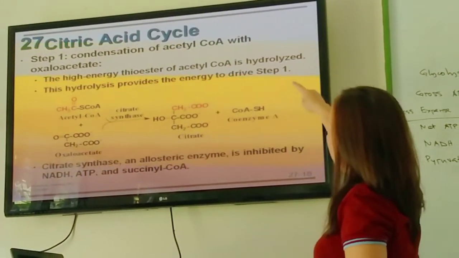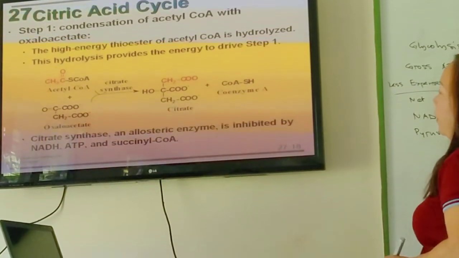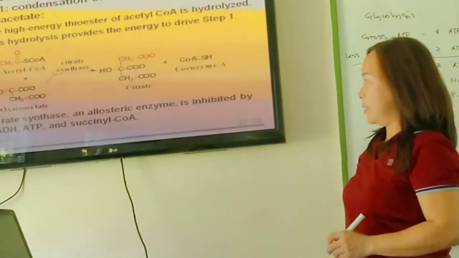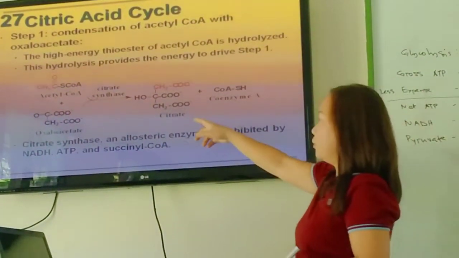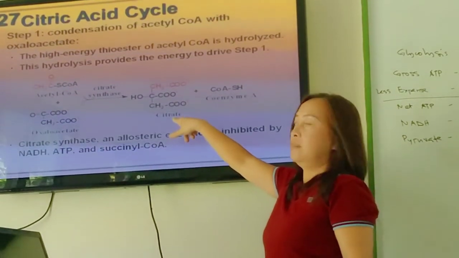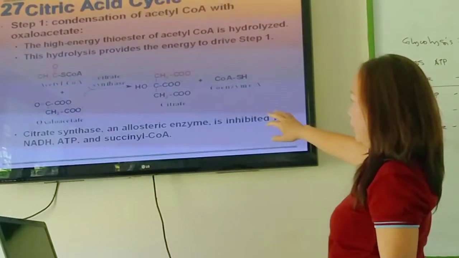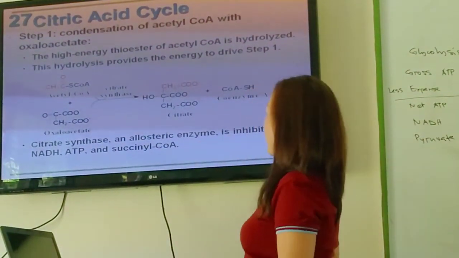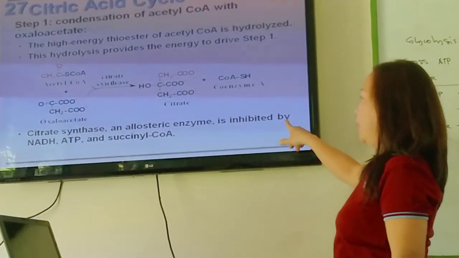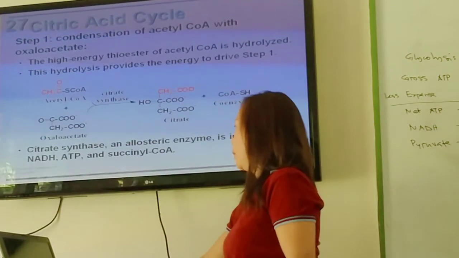You have here this thioester acetyl-CoA. So that is acted upon by citrate synthase. So it enters now into the citric acid cycle. Now we have an allosteric enzyme, citrate synthase, which is inhibited by the NADH, ATP, and the succinyl-CoA.